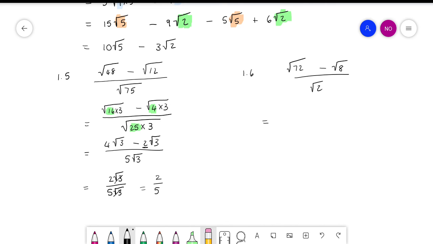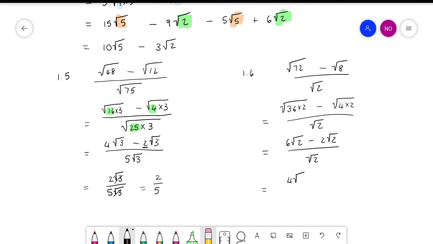Okay, so 72 I can write as 36 times 2. Then I can write it as 4 times 2 and the root 2 is already simplified. So same old story, 6 root 2 minus 2 root 2 over root 2. And what do I do then? I see those root 2's as similar terms. So I'm going to say 6 minus 2 leaves me with 4 root 2. And if those cancel out, I'm just left with 4.